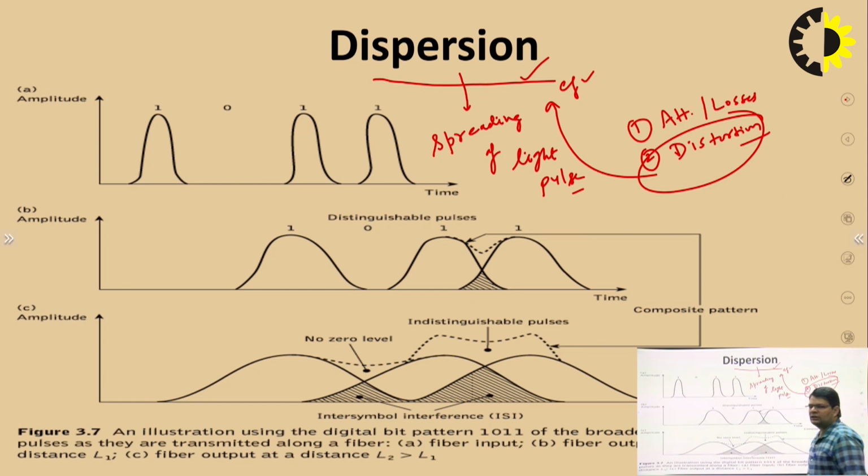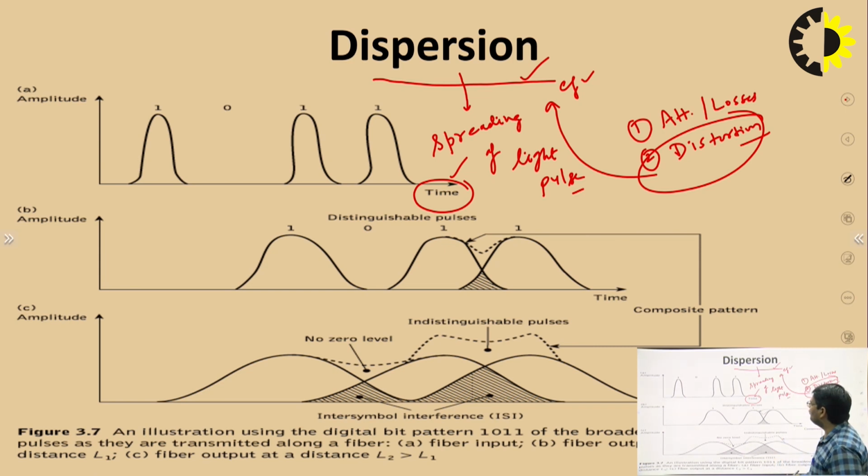Whenever the light propagates through the fiber in the form of pulses, the pulses get spread or broadened along the length of the fiber, and this broadening is measured in terms of time. So basically, it is the broadening or spreading of light pulse along the length of the fiber and measured in the unit of time per unit length. So it is a function of length.